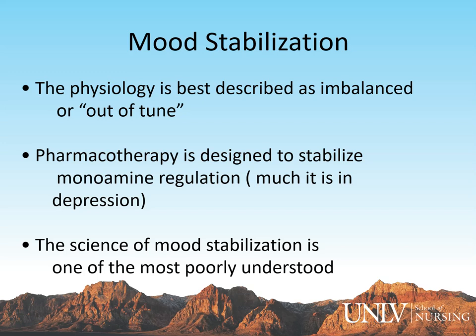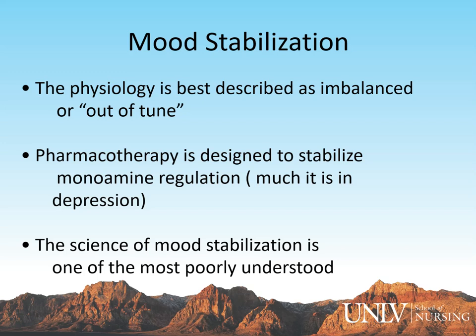So the physiology is best described as imbalanced or out of tune. All of these factors of the brain, along with your neurotransmitters, might have give and take, ups and downs in their functions, and thus create that imbalance. And then you have that concept of being out of tune, which is then your mood swings. So pharmacotherapy is designed to stabilize this monoamine regulation, as it is in depression.